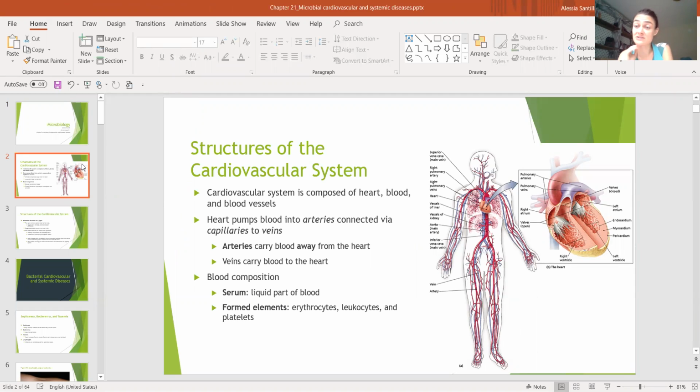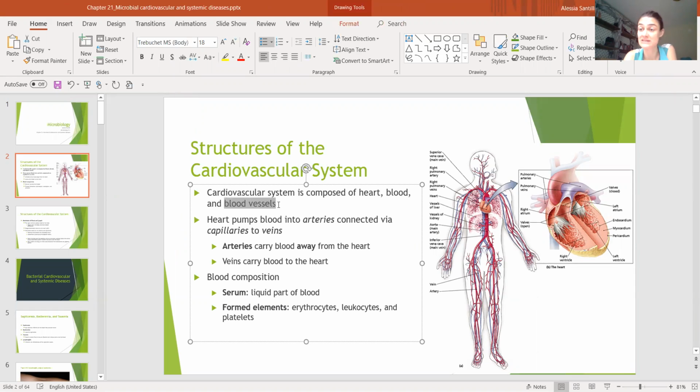The cardiovascular system is composed of your heart and your blood vessels. Blood vessels include things like arteries, which take blood away from the heart. Artery starts with A, they take blood away from the heart. Veins bring blood back into the heart. Vein goes into the heart. And we also have capillaries and everything.